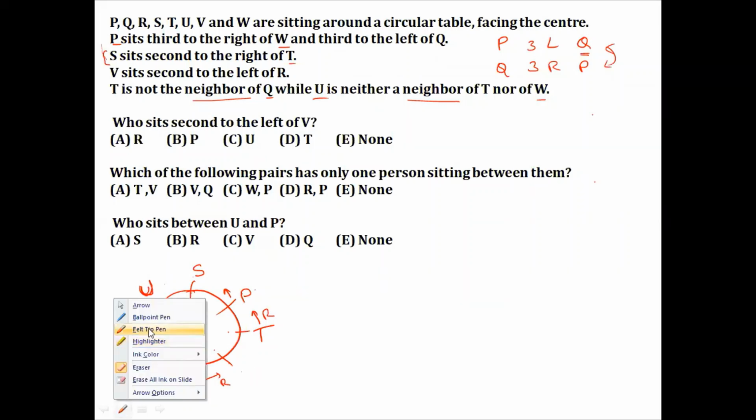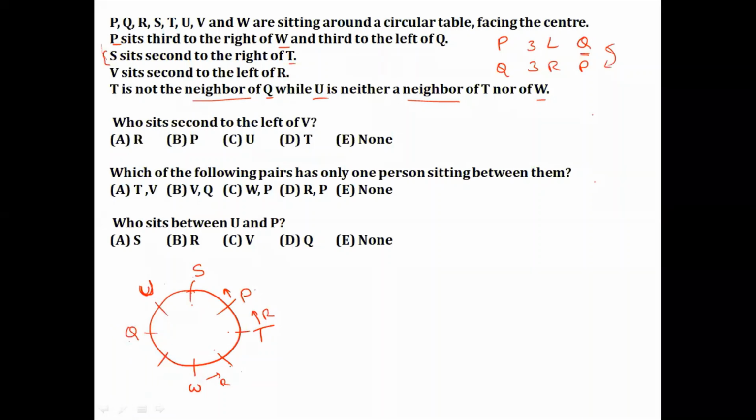And the next one, V sits second to the left of R. Now there are only two places left. If I take R here, this is the right side of R, and V would be here. If that is the case, V is second to the right of R. So it's not that, V should be on the left side of R. So V should be here and R should be here. So this is the only possible case.